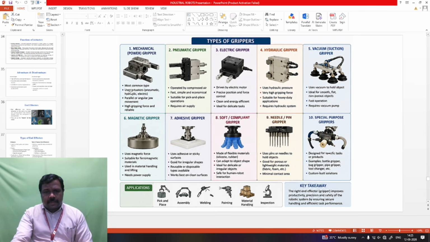A pneumatic gripper is operated by compressed air and requires an air supply. It is fast and simple, and suitable for pick and place operations.